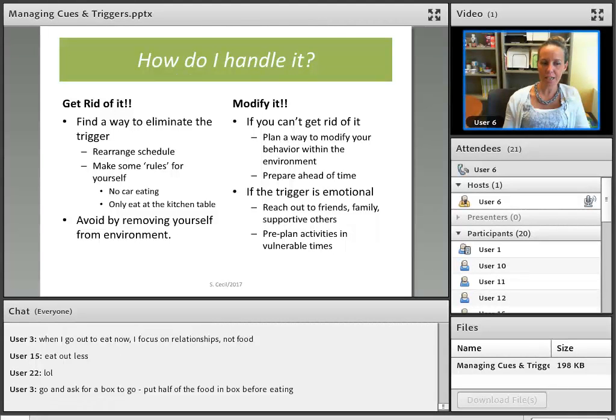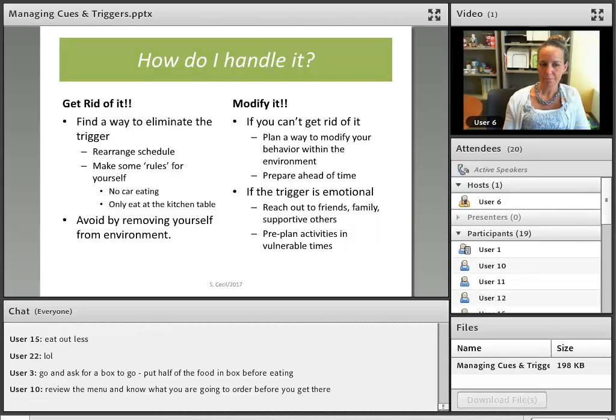Okay, great example. Go and ask for a box to go. Put half of the food in the box before eating it. Got some more people typing in here. How might we adapt our environment or our response, our behaviors, so that we're not triggered?